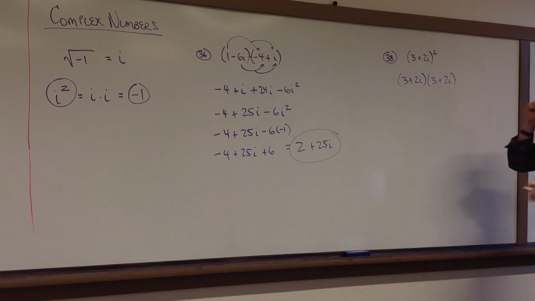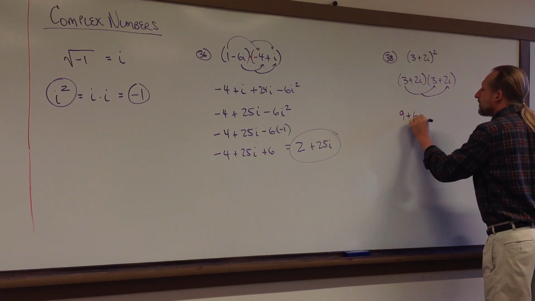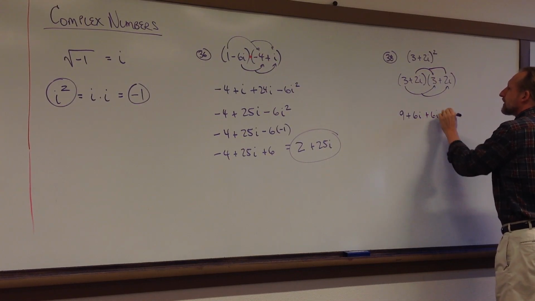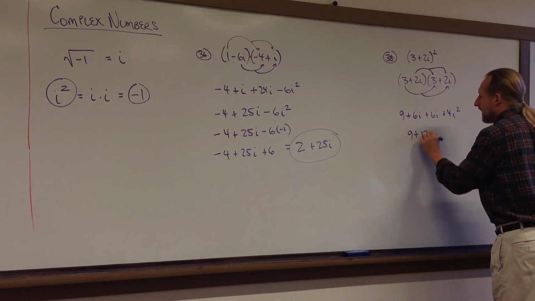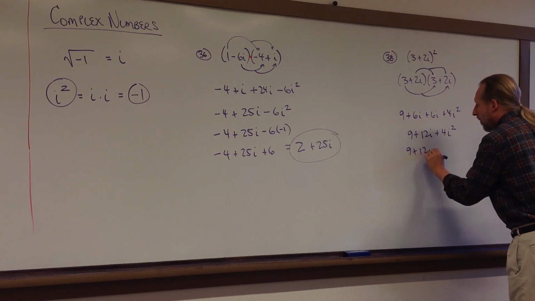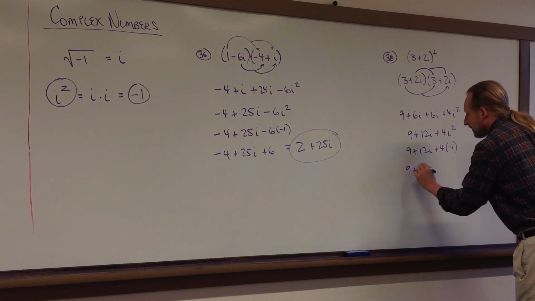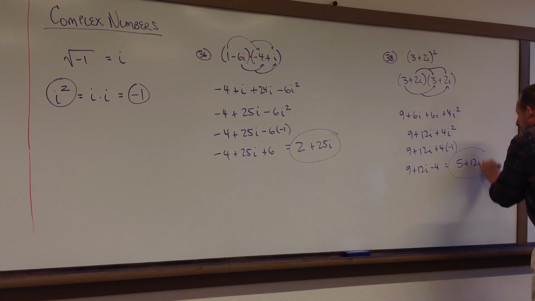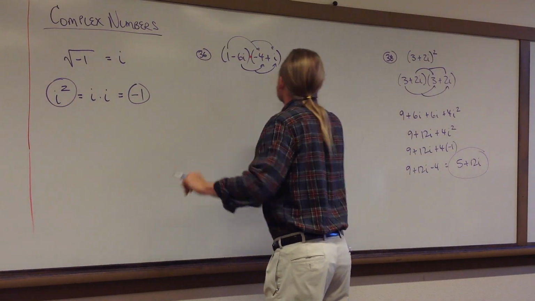Okay, so we're going to distribute the 3. That'll give us 9 plus 6i. Distribute the 2i, and that'll give us another 6i plus 4i squared. So 9 plus 12i plus 4i squared. Plug in the negative 1 for the i squared. And that'll give us 5 plus 12i. All right, let's look at another one of those.